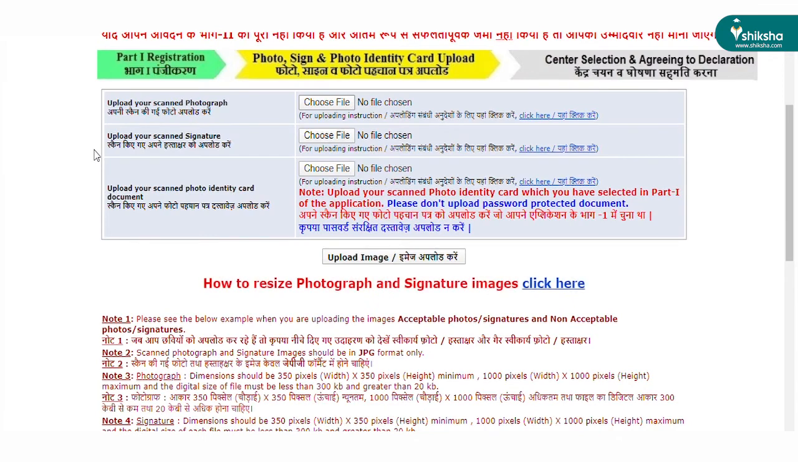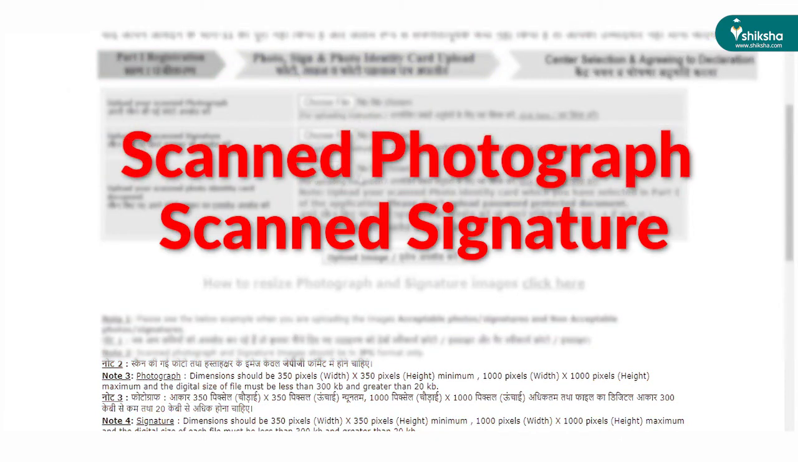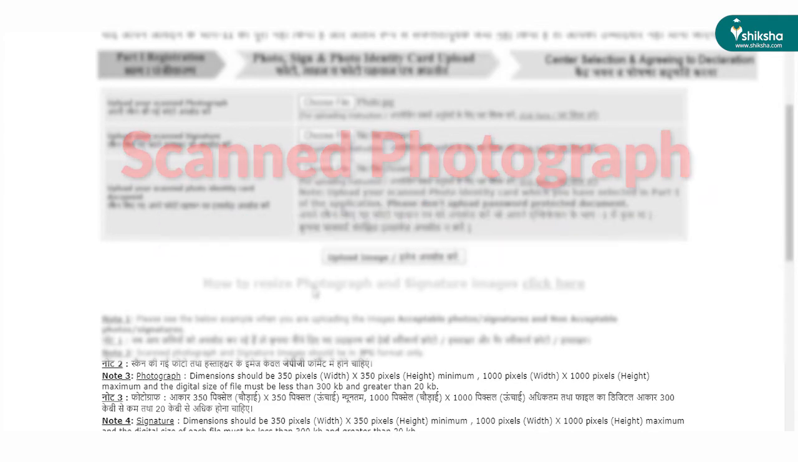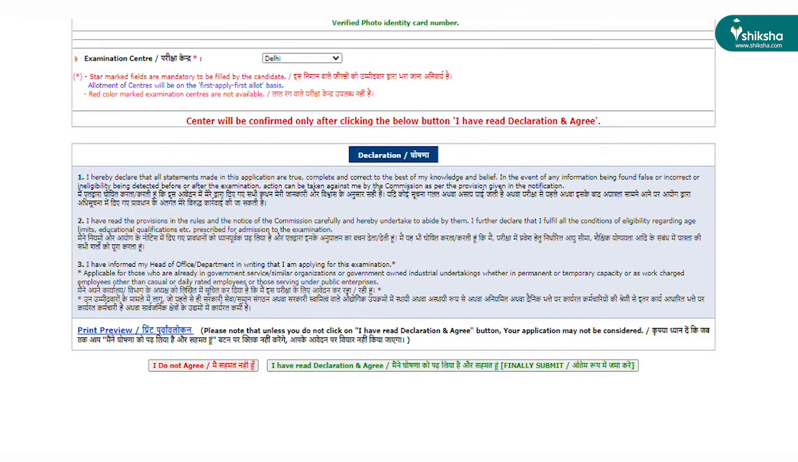Candidates should upload the scanned images of photograph and signature as per the format given by UPSC. The file of photograph, signature and scanned photo identity document should not exceed 300 KB and must be less than 20 KB. Before submitting the application form, candidates have to agree to the declaration and submit the form.